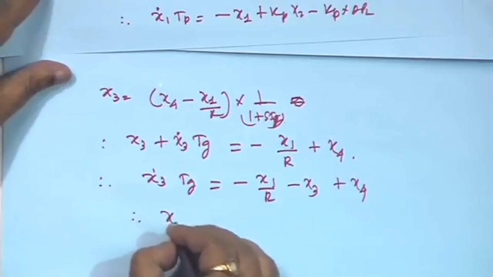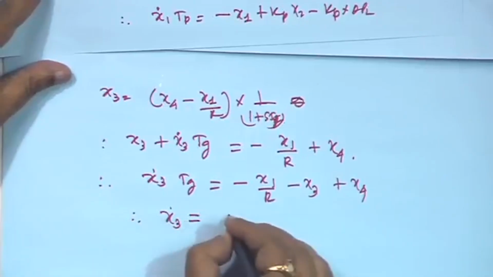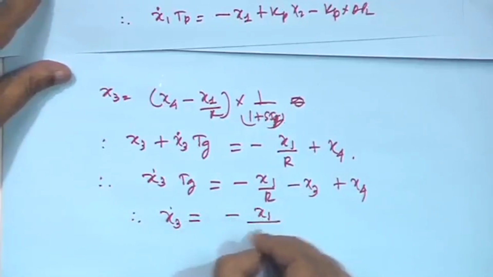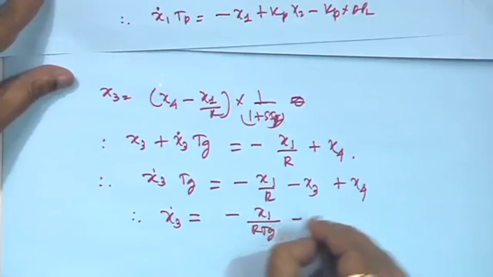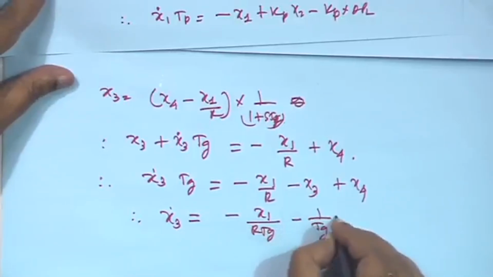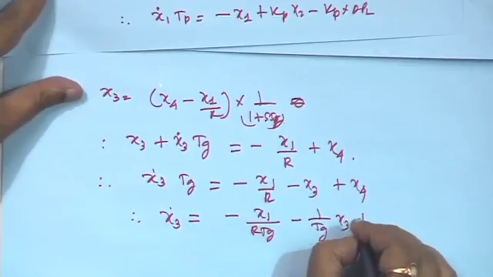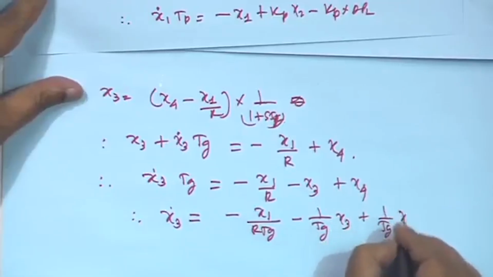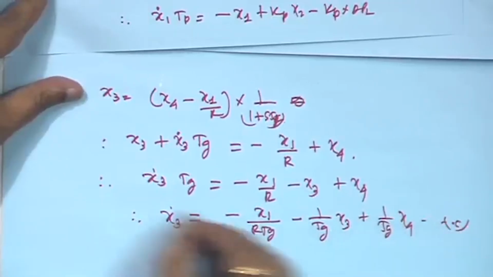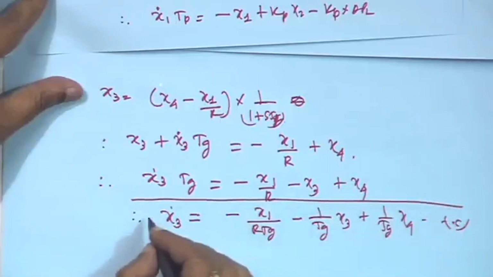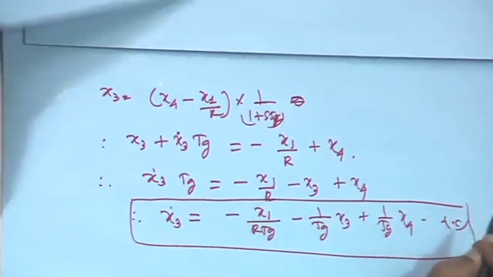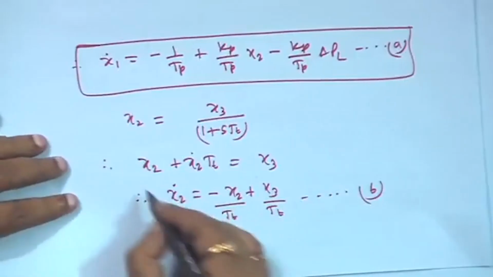That means, x3 dot is equal to minus x1 upon R Tg, minus 1 upon Tg x3, plus 1 upon Tg x4. This is equation C. This is your third equation, and this is your second equation.